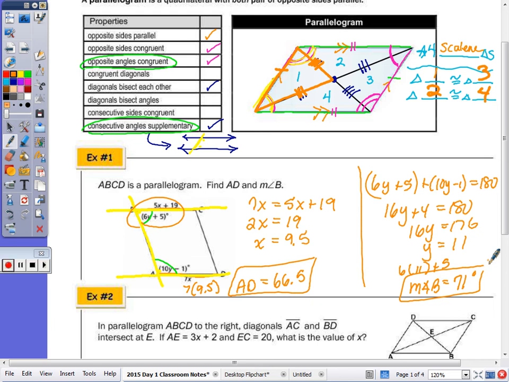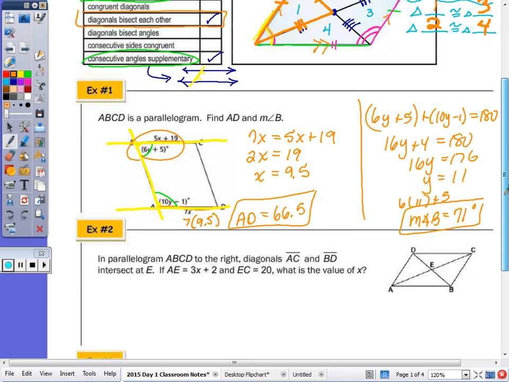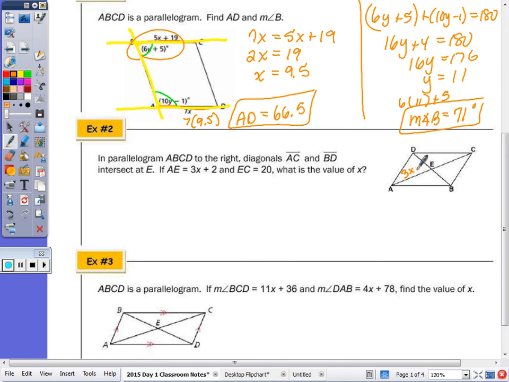Number two says in parallelogram ABCD to the right, we have diagonals AC and BD. So you have to look at the property of the diagonals, which is they bisect each other. The diagonals intersect at E. We have the measurement AE given to us as 3x plus 2, and EC is 20. Remember, if the diagonals bisect each other, E is the midpoint, and therefore AE is congruent to CE. So setting them equal, 3x plus 2 equals 20, subtract the 2, 3x equals 18, divide by 3, x is 6.